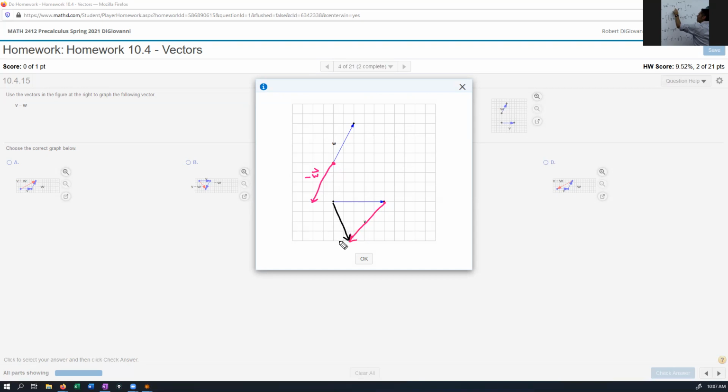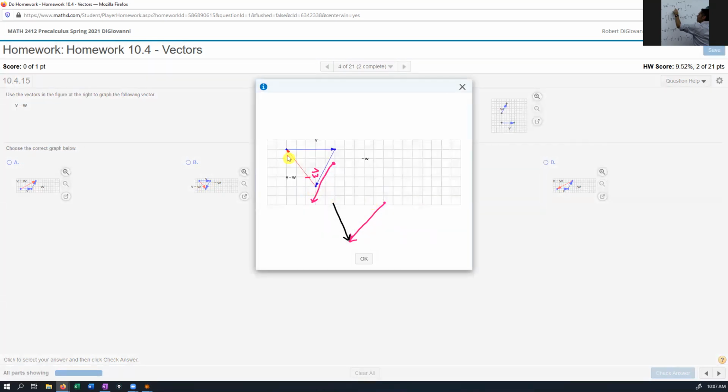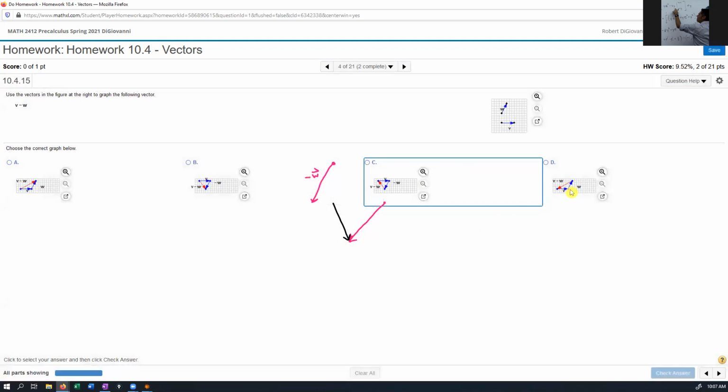So which of these looks like that? Looking like this one here, v take away w. Here's v take away w, but they have the arrow the wrong direction. It should be going from the tail of this one to the tip of that one. And it's not that one, so it's got to be this.